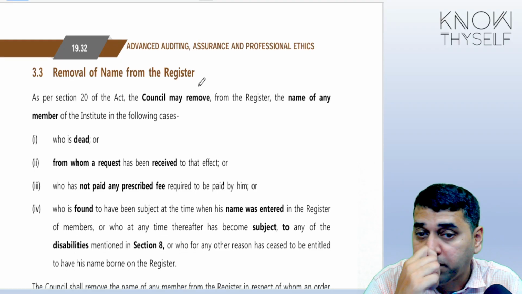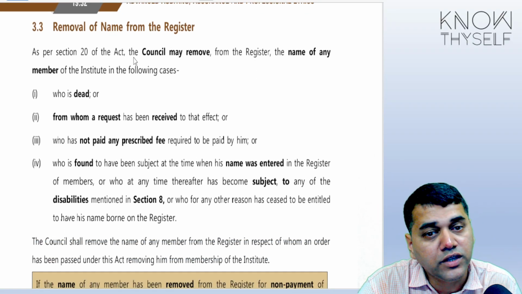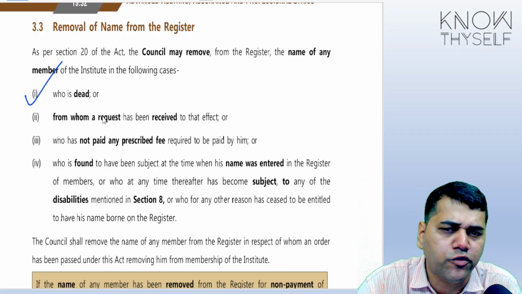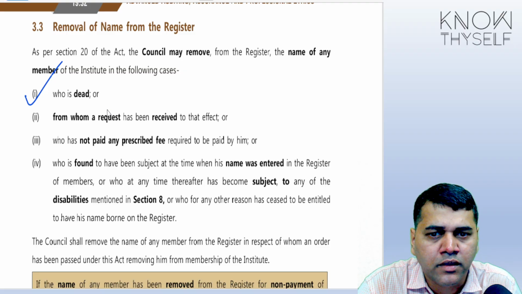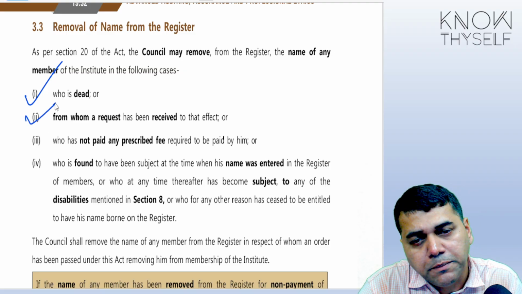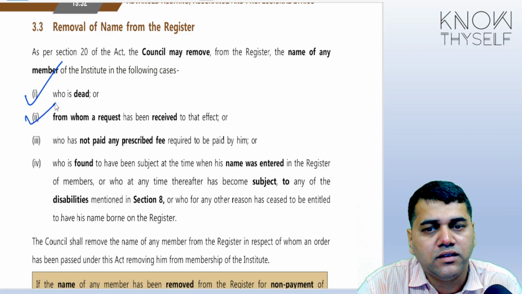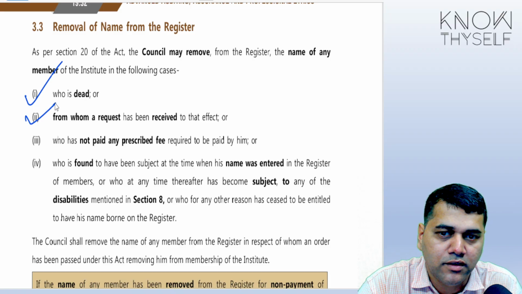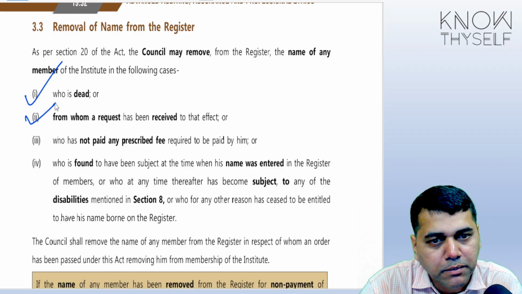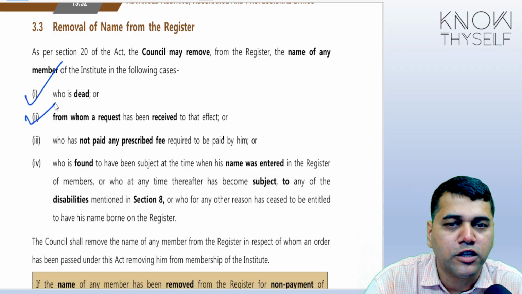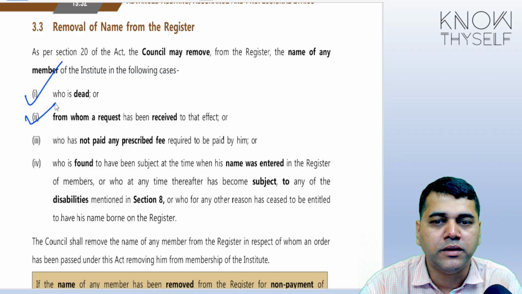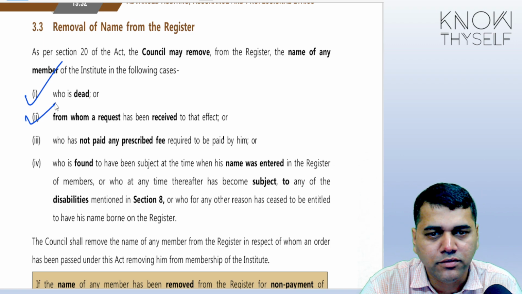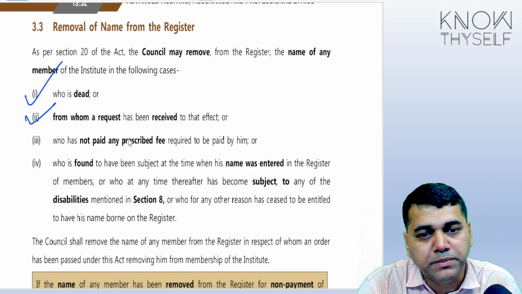Now, when can the name be removed? Yes, the council can remove the name of a member, one, when that person is dead. Of course, this is a very logical thing. Or when a person requests, please remove my name. I don't know who is going to say this. Okay, people who feel ashamed to be a member of the institute, because they say in social media that they are ashamed to be a member, they only should go and request. Then I will remove. And who has not paid the prescribed fees.